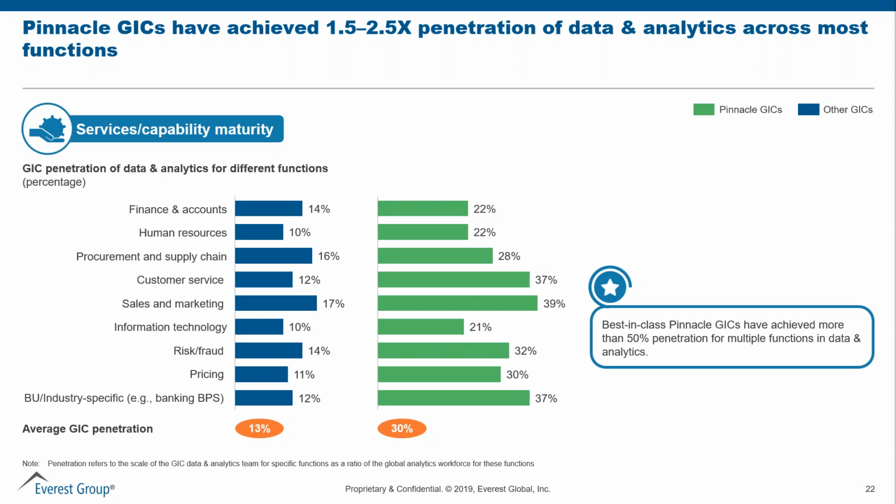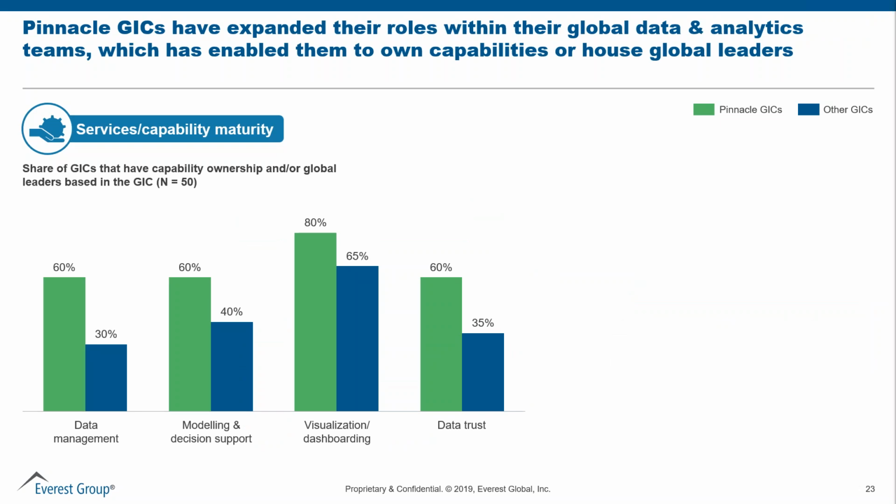What's more interesting is that it's not just about the amount of work, but also the role that these GICs play. If we move on to the next page, what we also looked at is how in some of these areas, the GICs have played a capability ownership or a global leadership role. What that means is, for example, if we talk about data management, the person who is responsible for figuring out the data management strategy, the person who's heading that area, is he also based out of the GIC, or is that person based out of the global business locations?